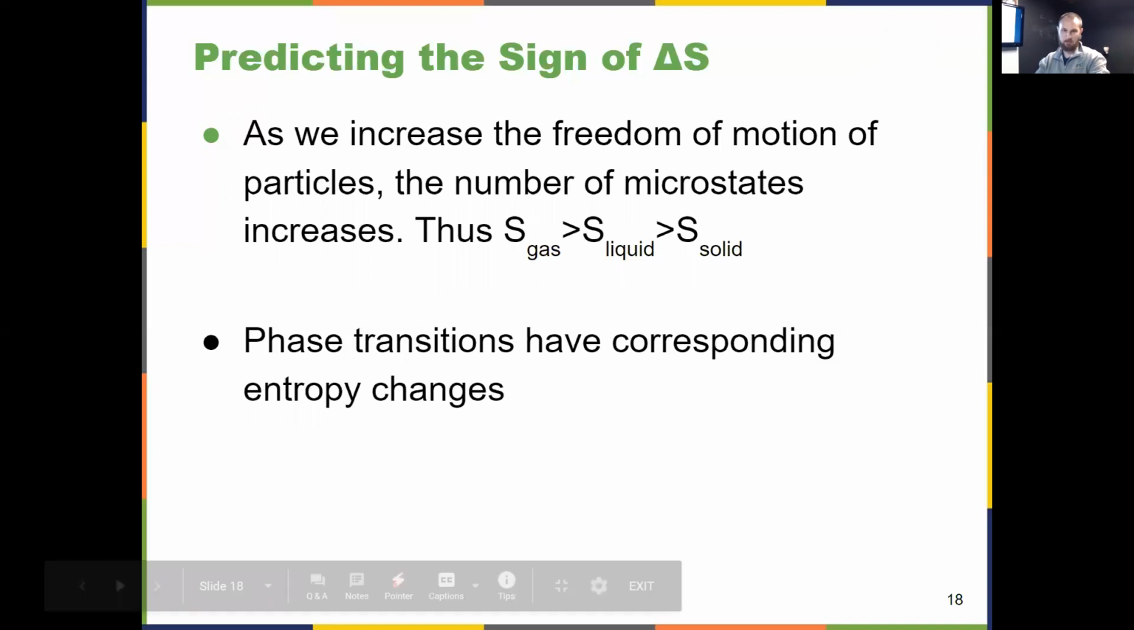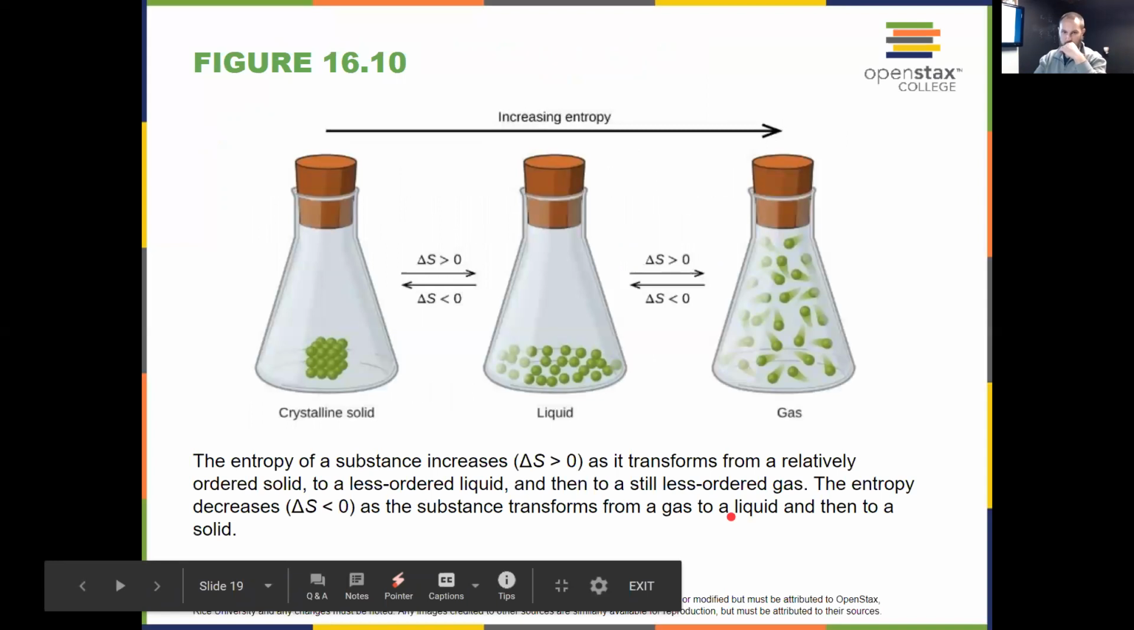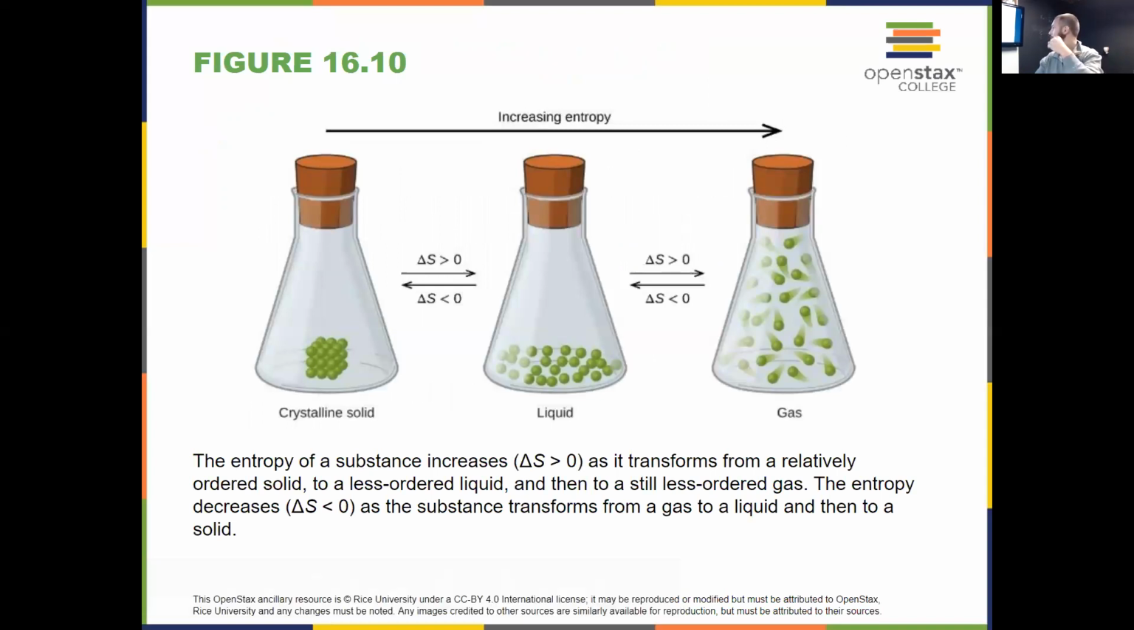We talked about those earlier in the semester, right? Those have corresponding entropy changes as well. And that's just shown in this slide right here. If we go from a solid to a liquid to a gas, our entropy is going up. If we're doing the opposite of that, our entropy is going down. So if we freeze water, for example, it's gone from a liquid to a solid, its entropy has gone down.